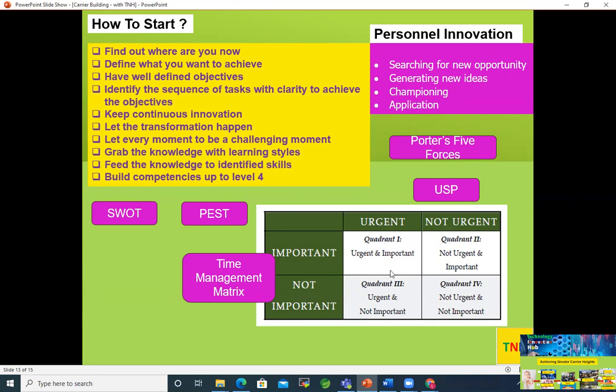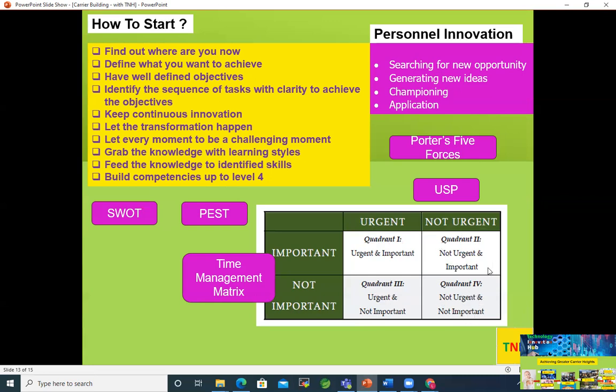Quadrant 1 is urgent and important. Here you can't plan anything because everything is urgent and important, so it's not going to work. Operating in quadrant 1 creates messes. Quadrant 3 is urgent but not important, so you keep on postponing it, and that's not going to work. Not urgent and not important means nothing is going to happen, because it doesn't even come to the planning stage.